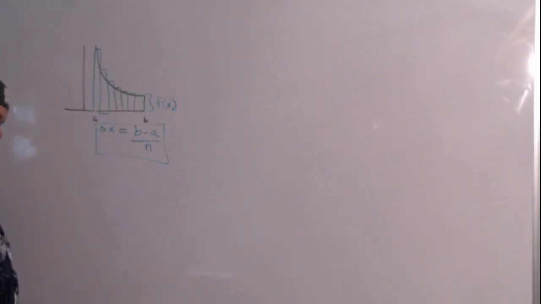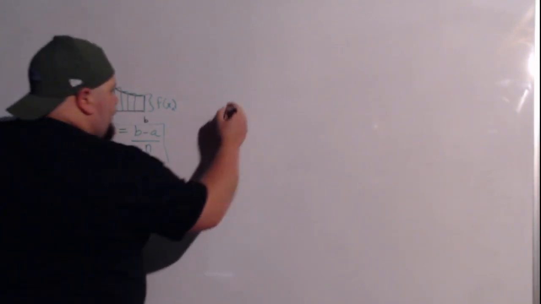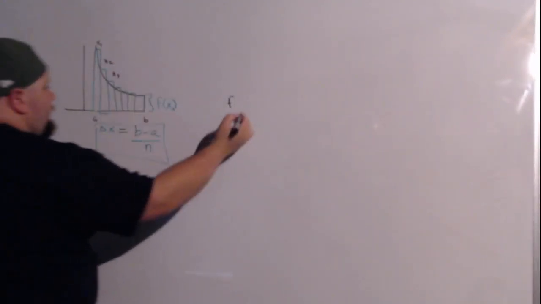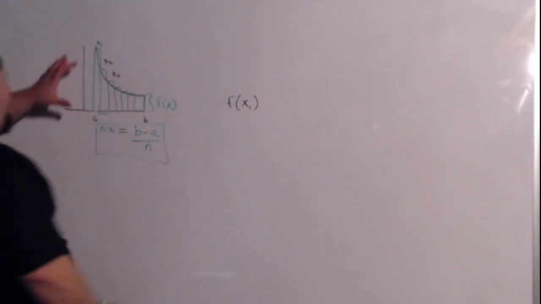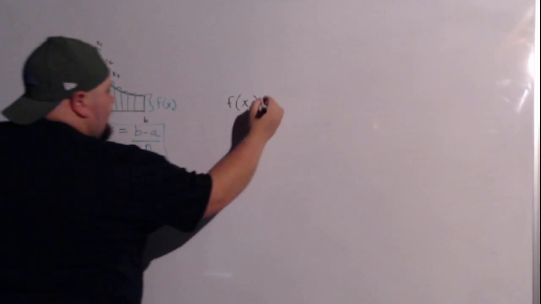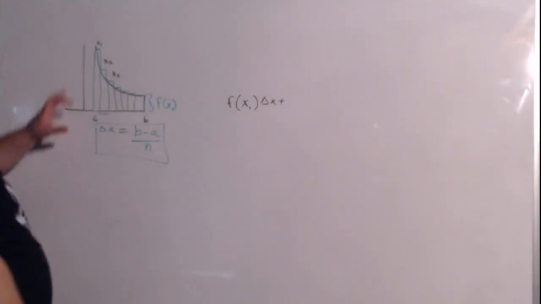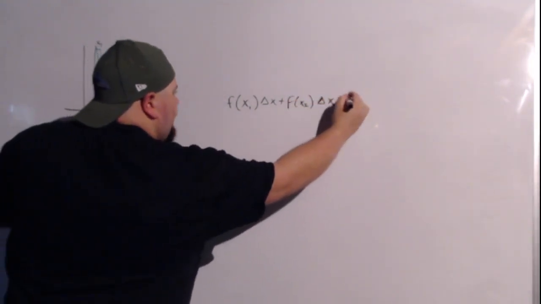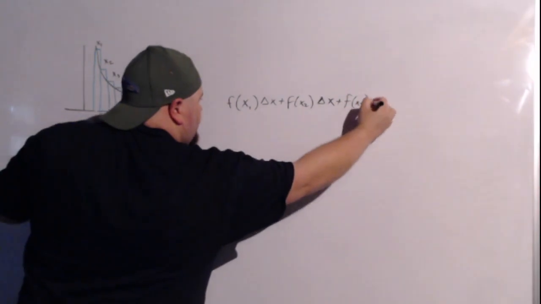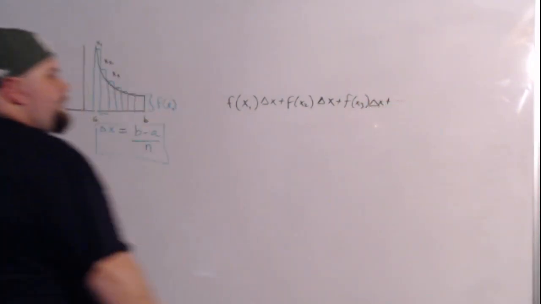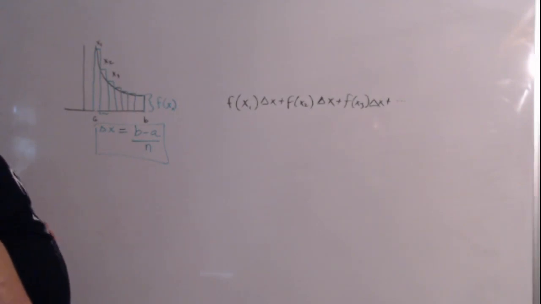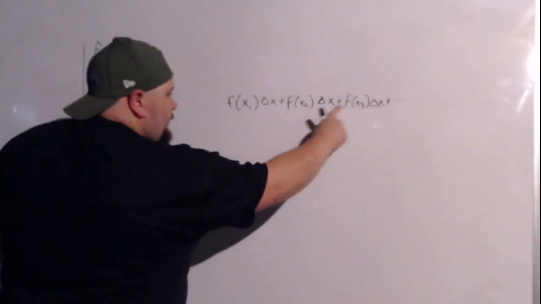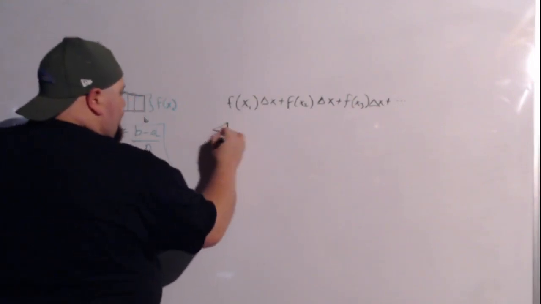So how do we find the area of a single rectangle? Well, the area of a single rectangle is f, let's say this is x1, x2, x3, and so on. So f of x1 is the height of the first one times the thickness delta x, plus the height of the second one times the thickness delta x, and so on. Well, this is nothing more than a sum of a bunch of terms. So we can write this as a summation.